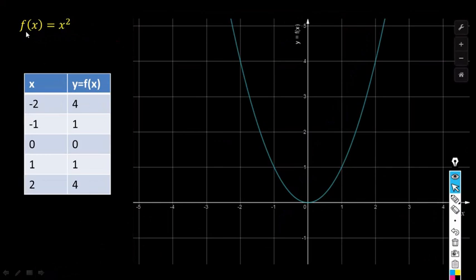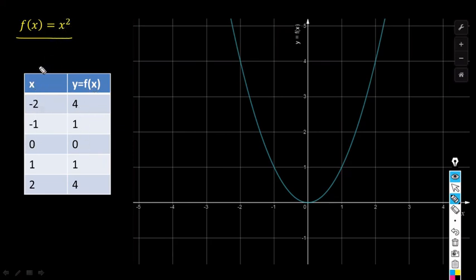Okay, this function f of x equals x squared. You know the graph of this thing, right? So all we have to do is the same. We have this table. We put some values for the argument or the input. Okay, we give them at random, and then for each of these values we get the value of the function, which is obtained by evaluating the function in each of these values.